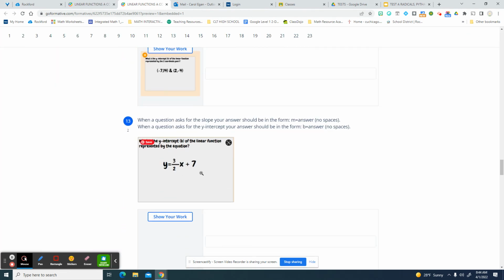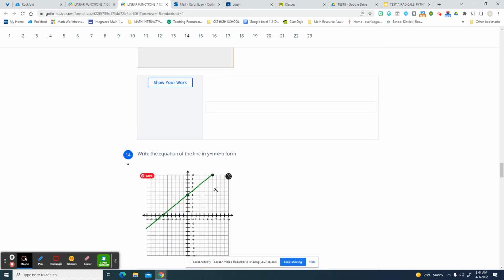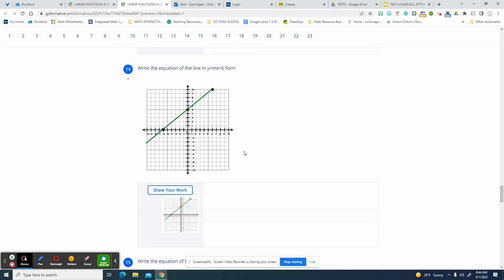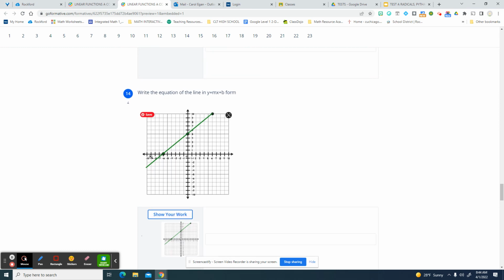From a table, we should know y equals mx plus b. The b in this case is 7, right? We don't have to do any math on that one when we're given the equation. We're just finding it. Write the equation of the line. You're doing the same two things we just did, you're just putting them together.